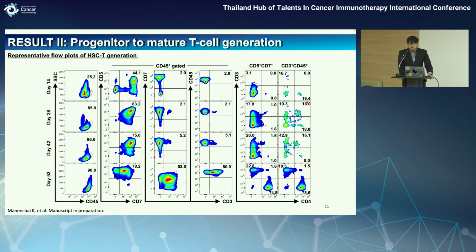For the next result, this is a representative flow plot again that shows the various marker molecules on the x and y axes. And we can see the dynamics of the cell proportion at each time point. For example, this quadrant shows the population of CD5, CD7 double positive cells, which can be identified as progenitor T lymphocytes. This shows around 40% on day 14, and it increased over time to around 80% on day 52, as well as the expression of CD3.